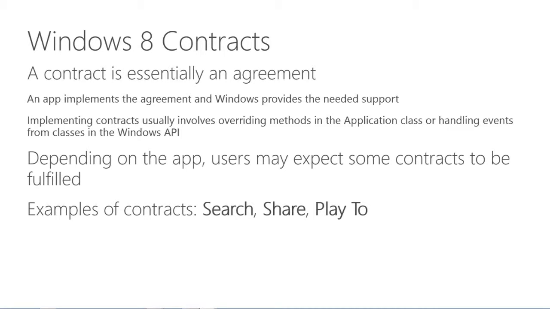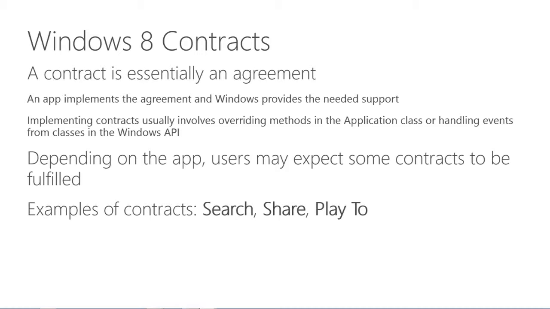The Windows 8 contract is essentially an agreement, as I said. It's an agreement between your app and the operating system that when the operating system wants you to do something, it expects you to do it in a very specific way, and you implement that in that very specific way. Implementing the contracts means you override certain methods in the application class, or you handle certain events in various classes.